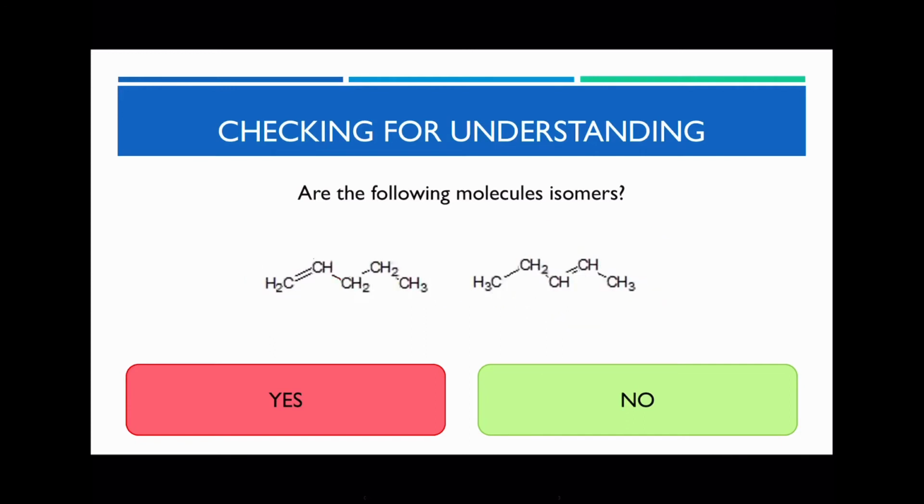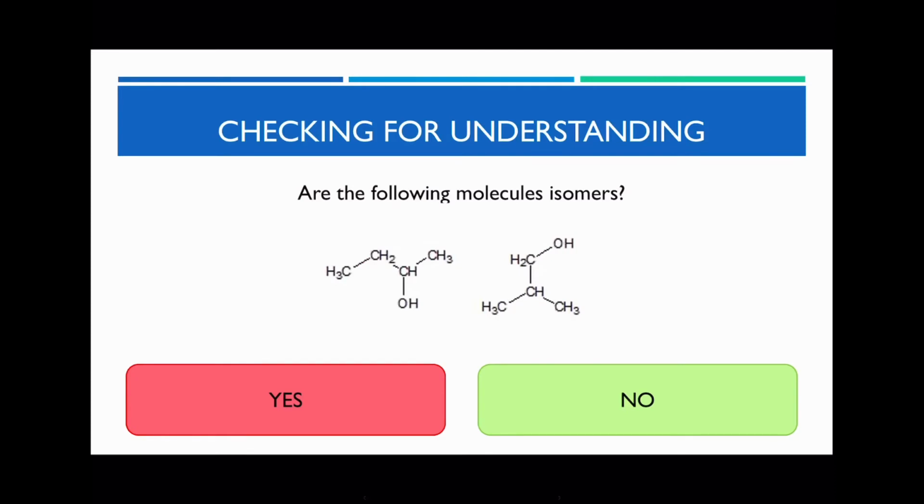For the next example, have a go with this one as well. And for this one, I'm hoping that you've also answered yes. So these pairs of molecules are considered to be isomers of one another. They're isomers because the position of where the double bond sits is different in the two molecules. This one sits on the first carbon, whereas this sits on the second carbon when you name it from right to left. Have a go with this one as well. Do you think these pairs of molecules are considered to be isomers?